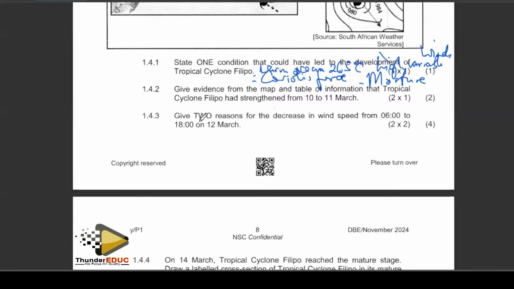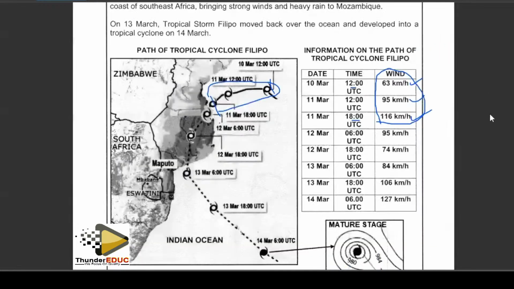Give two reasons for the decrease in wind speed from 0600 hours to 1800 hours on March 12th. Right, let's check here. From 6 a.m. to 6 in the afternoon on the 12th of March, the wind speed was declining. It was 95, and then it was now 74.